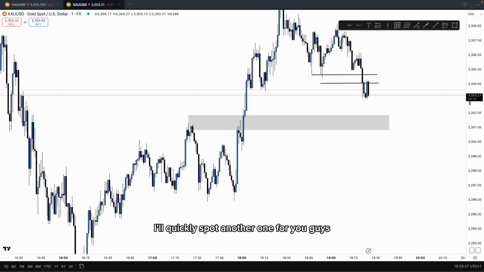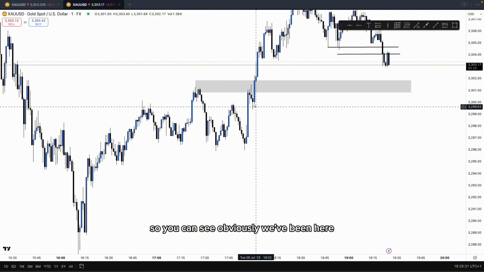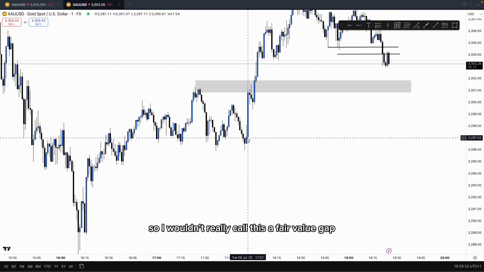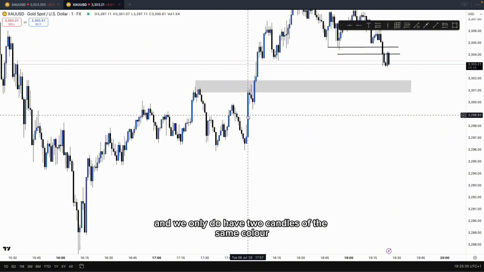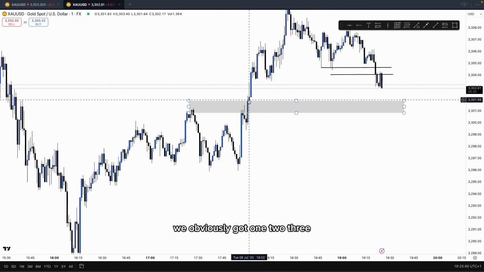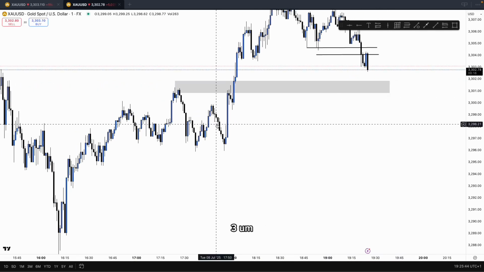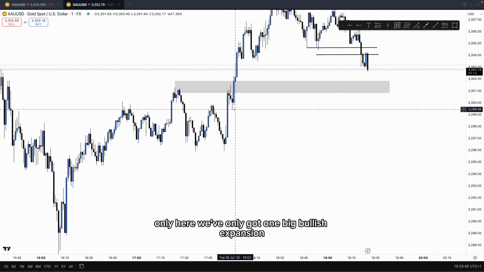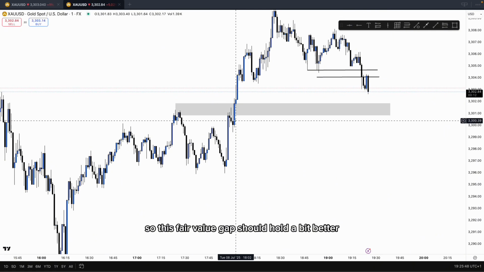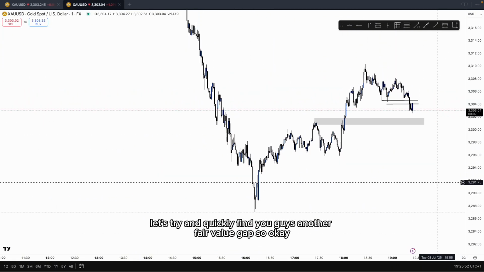I'll quickly spot another one for you guys so you can see. Obviously within here, this is quite a big imbalance, so I wouldn't really call this a fair value gap, and we only do have 2 candles of the same colour. As I talked about here, we obviously got 1, 2, 3, 1, 2, 3. Only here we've only got 1 big bullish expansion, so this fair value gap should hold a bit better. And let's try and quickly find you guys another fair value gap.